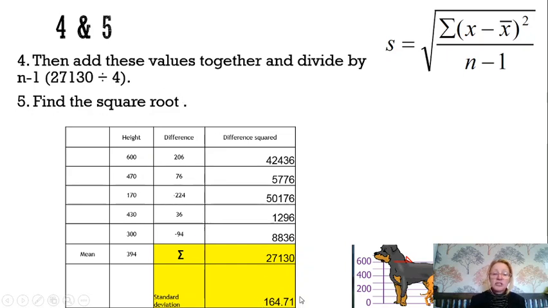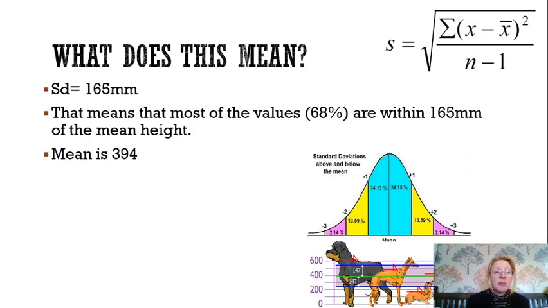So now we've got our standard deviation, it's 164.71. What does that mean? We can have a little think about that. So I've rounded it to 165, to the nearest whole number. And that means that most of the values, 68% of those values, we would expect them to be within 165 millimetres from that mean height there. And then our mean is 394. And then you've got some outliers that are further away from the mean.